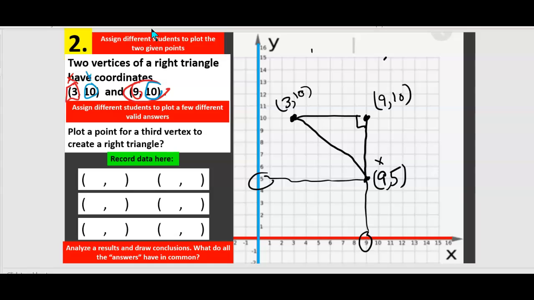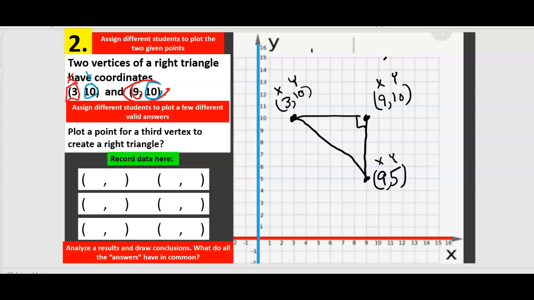X comes first, then Y. A, B, C, D, E, F, G, H, I, J, K, L, M, N, O, P, Q, R, S, T, U, V, W. What comes next? Oh, X, Y, Z.